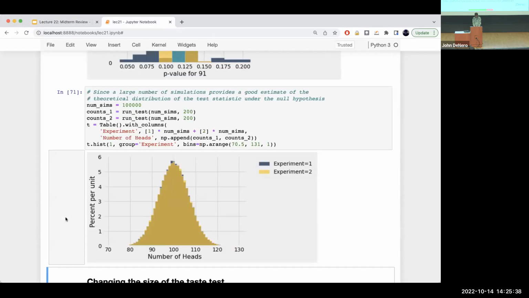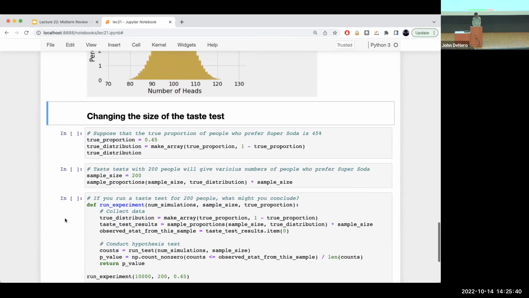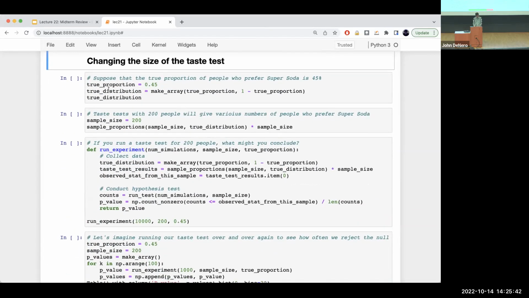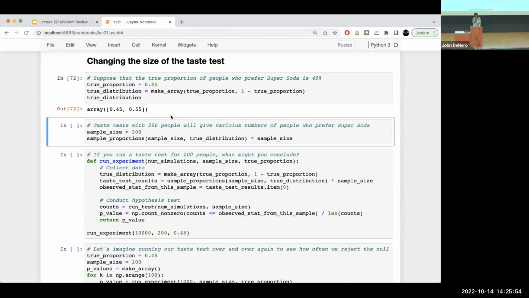We can simulate that as well. And then we'll actually do some review, but I just wanted to finish this up. Okay. Let's say that we live in the world where actually people don't like super soda. Well, 45% of them do, and 55% like the rival. So the true distribution looks like this: 45% of people like super soda, 55% like the rival.